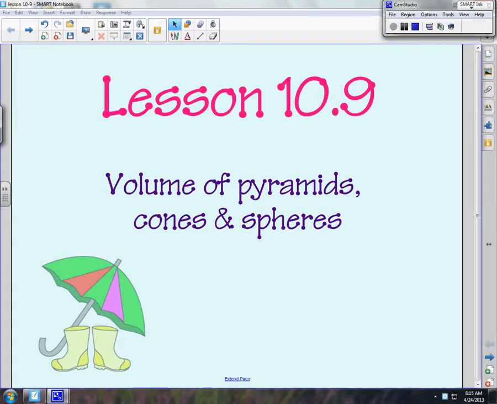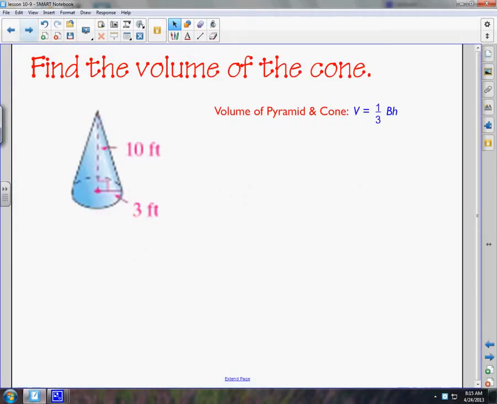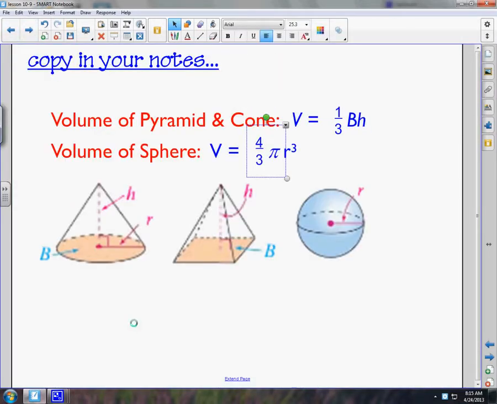This is lesson 10.9, the volume of pyramids, cones, and spheres. So we have 3 different shapes we're going to look at today. In your notes, I want you to write down the volume of a pyramid and a cone.